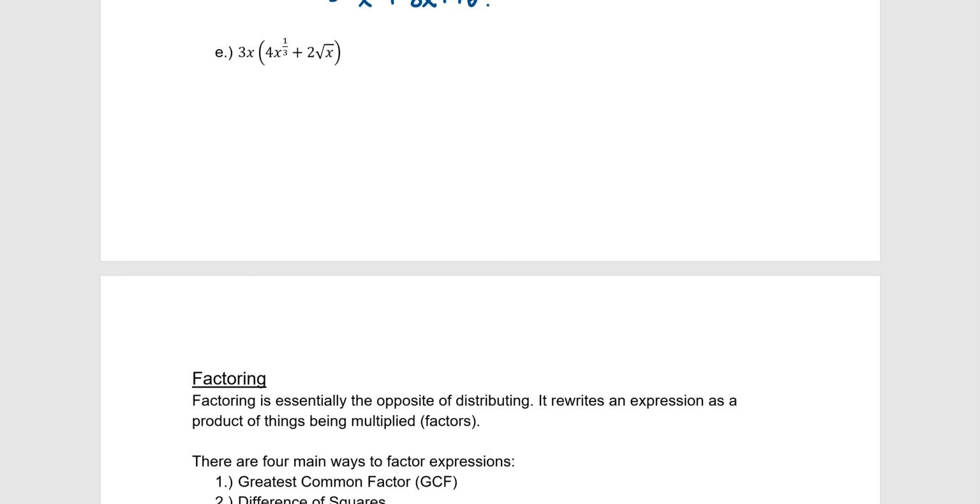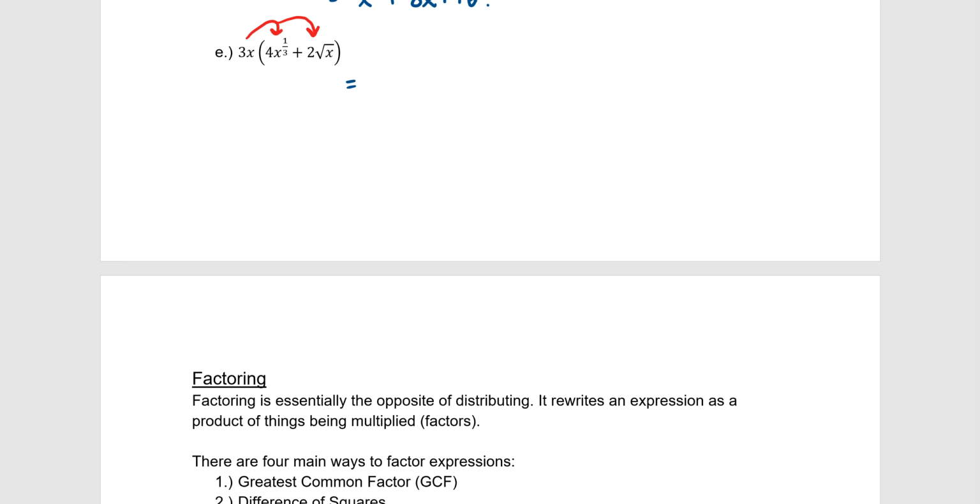Let's do one more for this one. 3x times 4x to the 1/3 plus 2 times the square root of x. So this is a monomial into something with two terms. Technically, we wouldn't call this a binomial because binomial would be a term used for a two-termed polynomial, and polynomials can only have positive integer values for their exponents. 1/3 and the square root are not positive whole numbers, so that's actually not a binomial. Either way, we do it the same exact way.